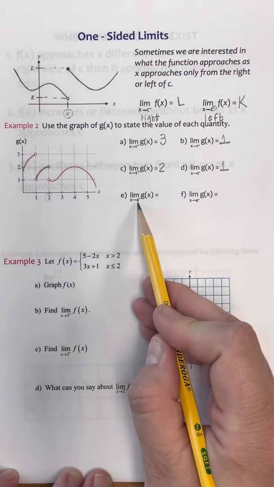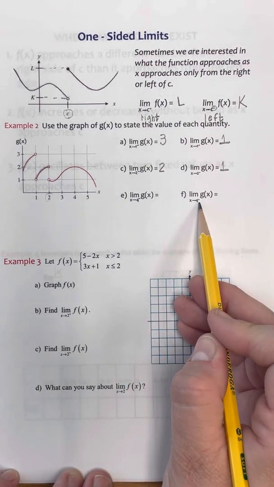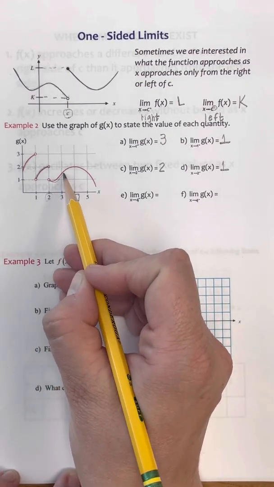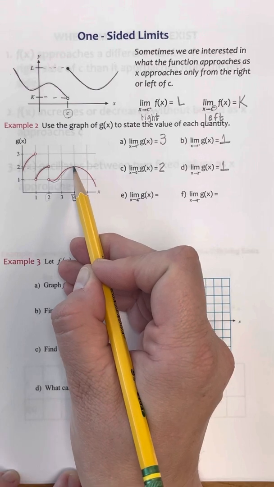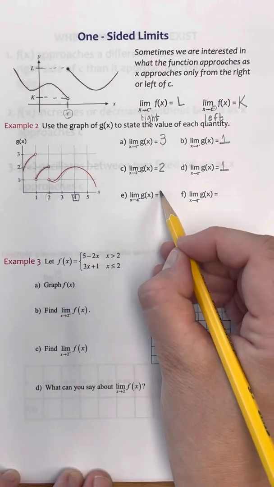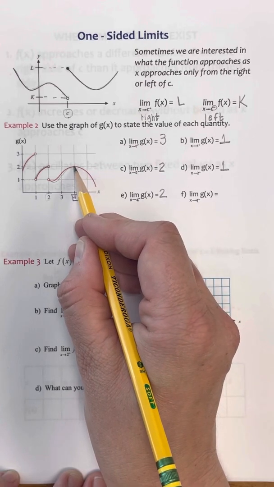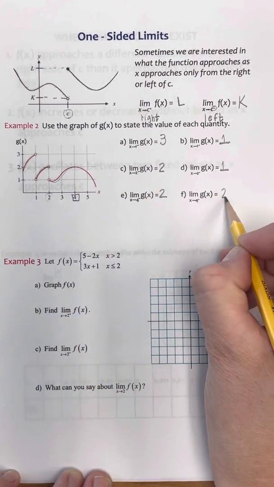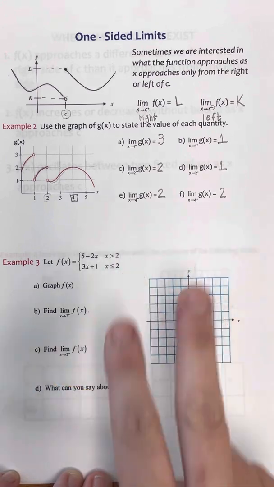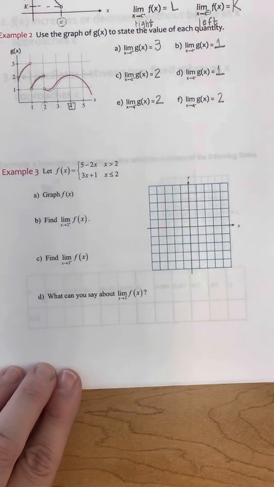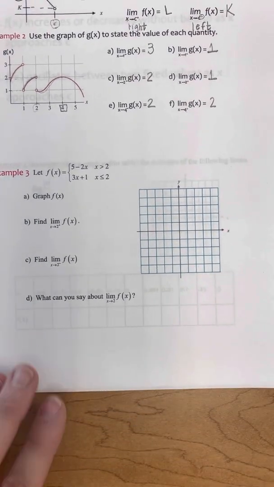The next one, we're going to approach 4 from the left and 4 from the right. So here's 4. If I approach it from the left, I end up right here at a y value of 2. And if I approach it from the right, I also end up at the same place at a y value of 2. So here we see an example of the left and the right sided limits actually did equal the same thing.